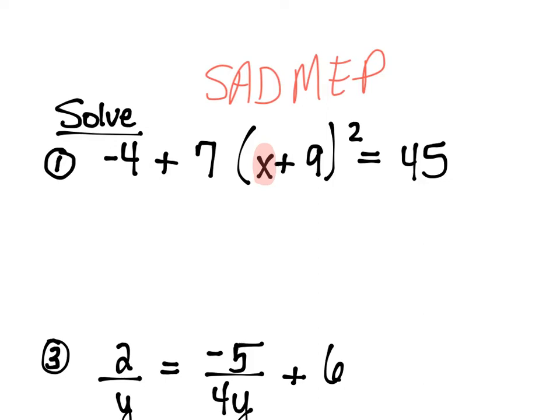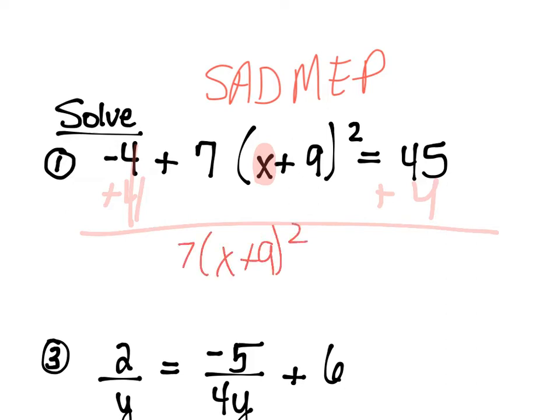So what is the first thing I'm going to undo? What is being added or subtracted? That -4. How do I get the -4 to move to the other side? Okay, so let's add 4 to both sides. So that cancels out. I'm left with 7 times (x plus 9) squared equals what? 49. Good. Why do you do that first? You get rid of subtraction and addition first.